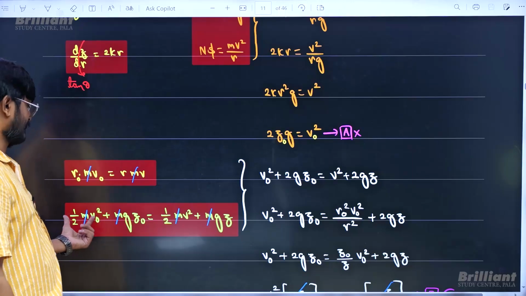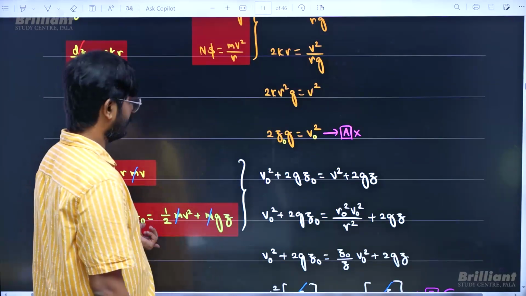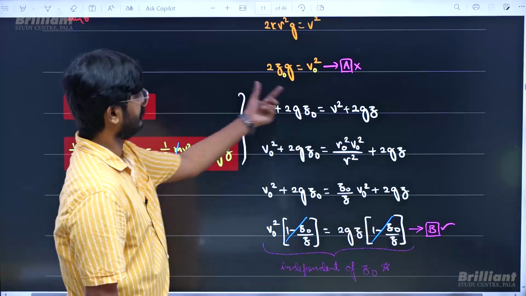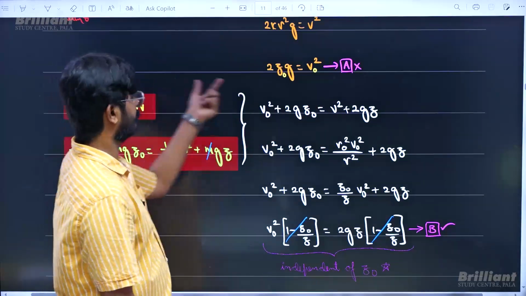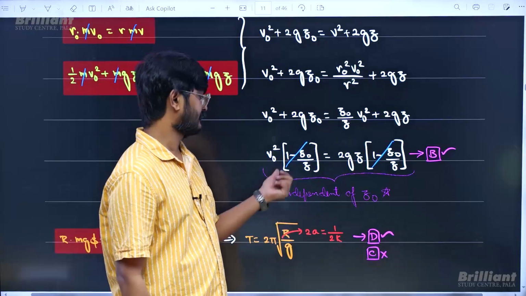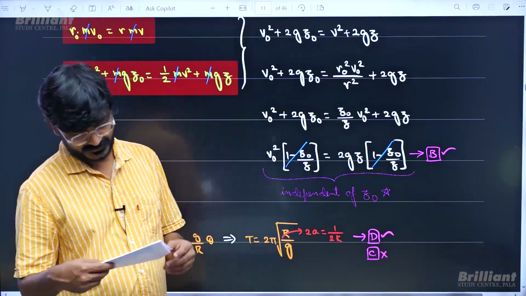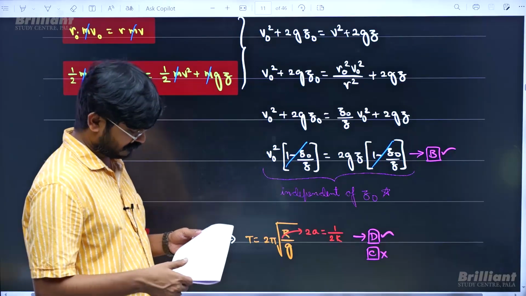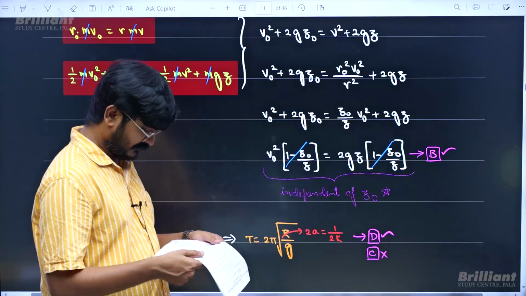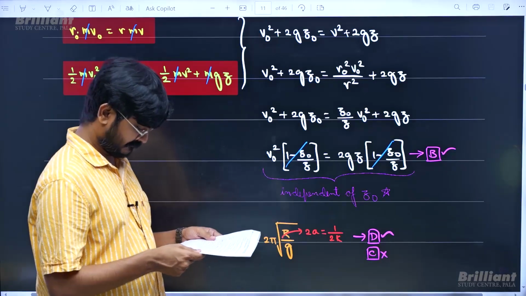So, energy conservation: initial kinetic energy plus potential energy equals final kinetic energy plus potential energy. Then we need to solve both of them. I have taken this equation, and instead of v square, I substituted from here. Then I manipulated it to get the answer, which is independent of z0. So, no matter what z0 is, if you throw it with some particular velocity, it is going to go to the same maximum height, which is v0 square by 2g.